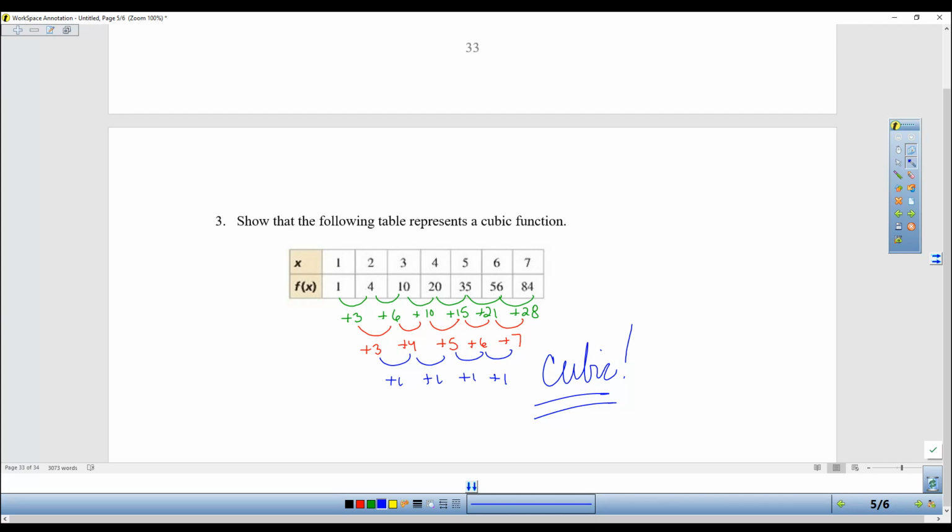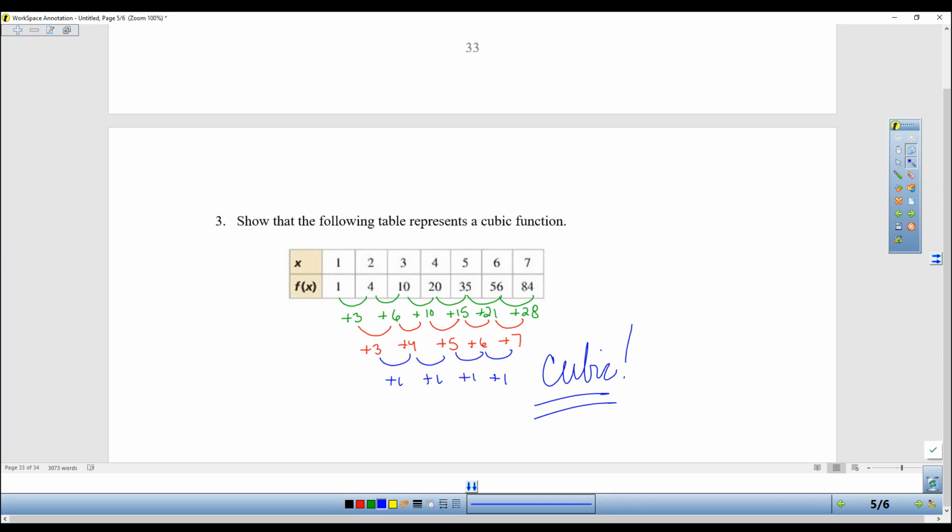Of course, what would be an easier way to do this problem? You could do a regression. You could put these into list 1 and list 2 and let your calculator do a cubic regression. And then you could actually find its value. And you could graph it and see if it looked cubic.